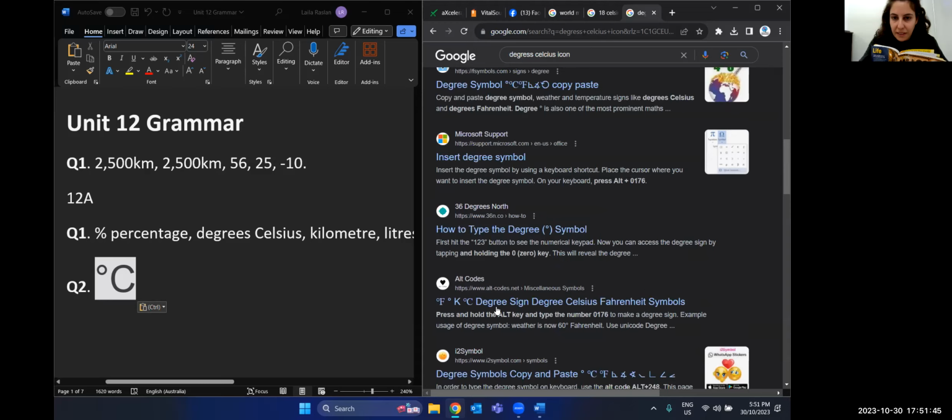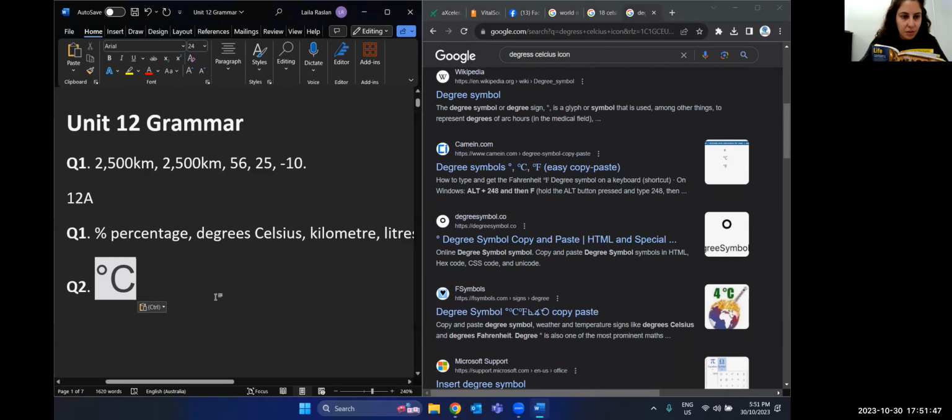Usually there's a way to make that symbol come. Alt 248.